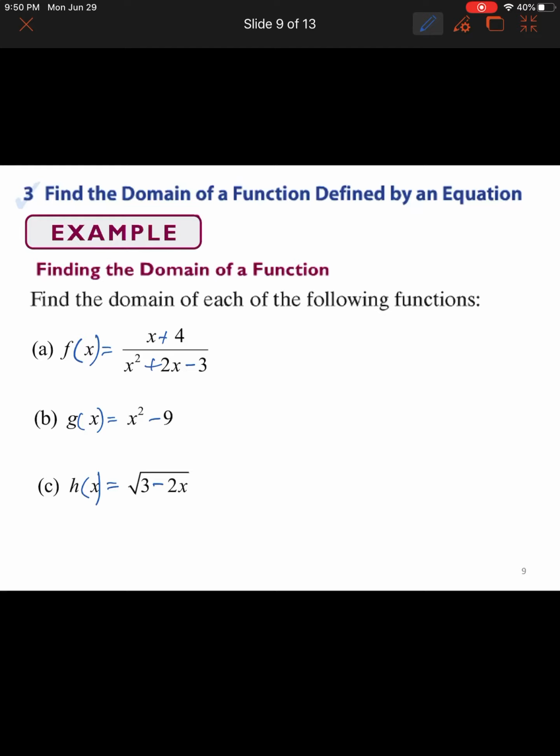But it wants us to find the domain of each of the following functions. When calculating the domain, I like to point out what I like to call possible domain restrictions.